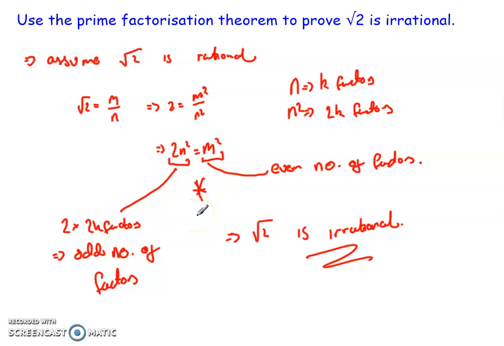Alright, prime factorization theorem: we look at the prime factorization of both sides, and they have to be equal to each other, because there's only one way that you can express something in terms of prime factorization. So they have to be the equivalent of one another. But because there's a different number of factors on each side, they can't be.